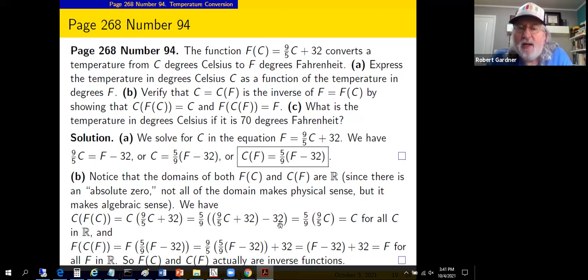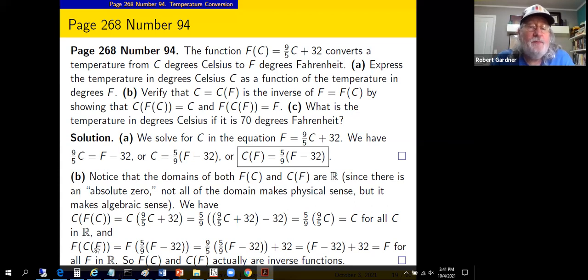We'll do the arithmetic by canceling the 32 and negative 32. That leaves us with 5/9 of 9/5 c. Well, those are reciprocal, so that just leaves us with c. This is valid for all real numbers c. We got the identity out. Whatever f did to variable c, function capital C undid, and we got the variable back out.